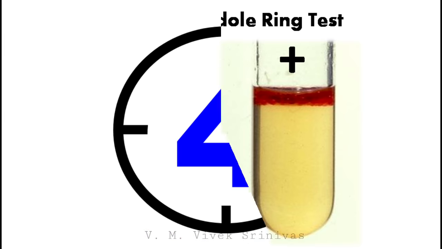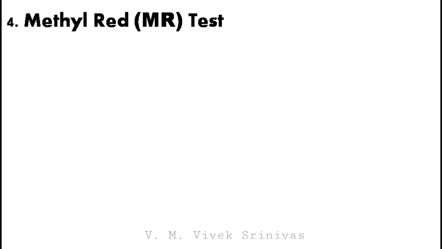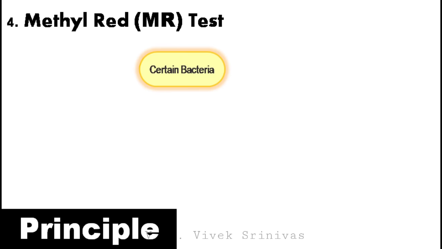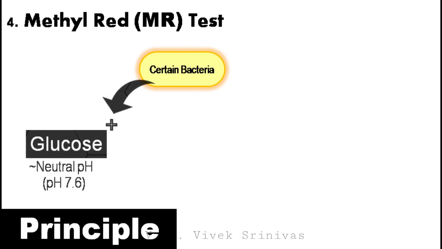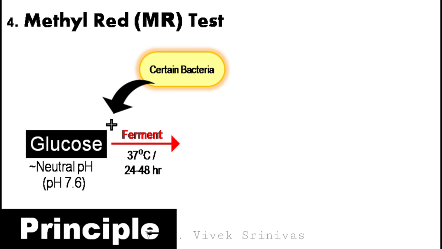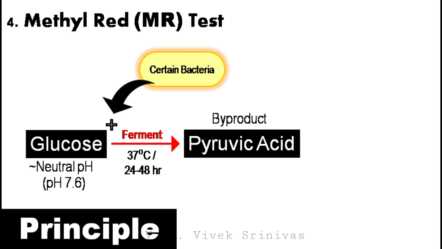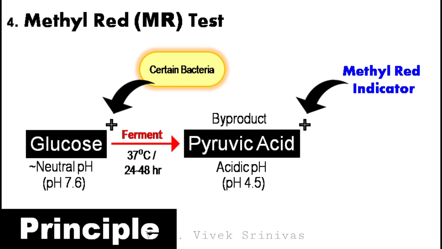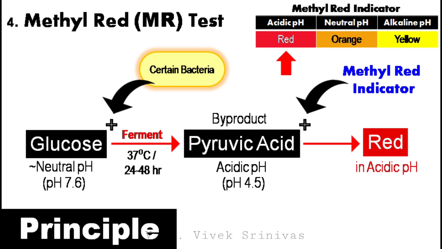test. Next, the methyl red test, also abbreviated as the MR test. The principle: certain bacteria, in the presence of glucose, ferment the glucose to yield pyruvic acid as the byproduct. This changes the pH to acidic from the initial neutral pH. Next, this acidic pH, along with the methyl red indicator, develops the red color. This is the principle behind the methyl red test.